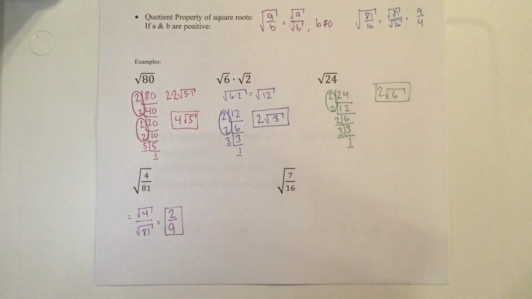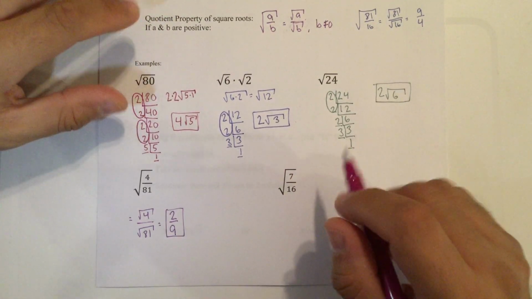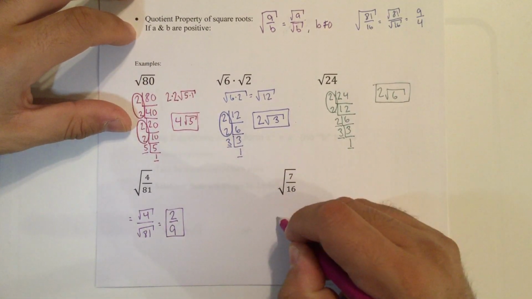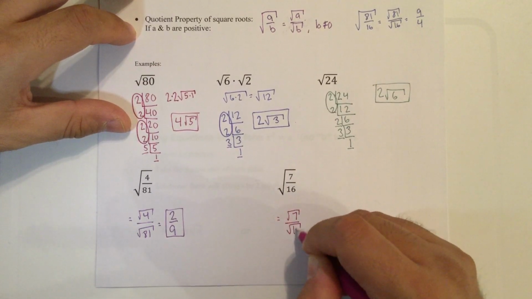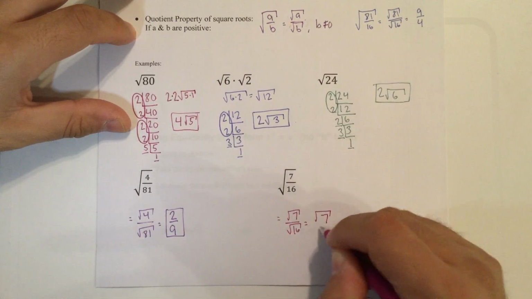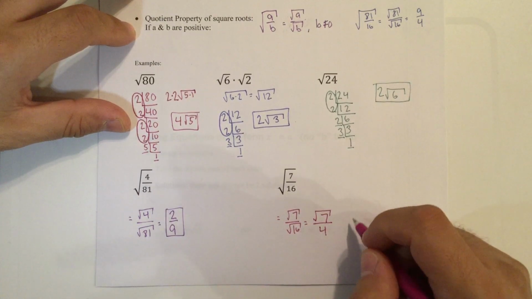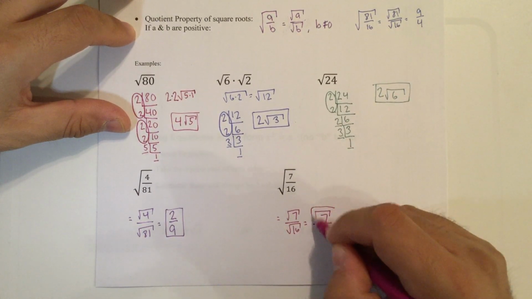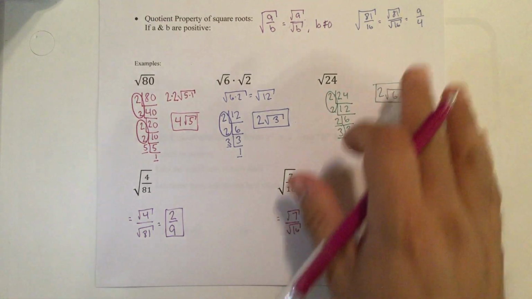All right, and for this last one on the front page, again, we're going to use that quotient property of square roots. So we're going to break it apart. We're going to separate it. The square root of 7 divided by the square root of 16. Square root of 7, we don't know what that is, and 7 is a prime number, so it cannot simplify beyond that. And the square root of 16 is 4, and I can't go any further, so this is my final answer. Okay, let's continue.